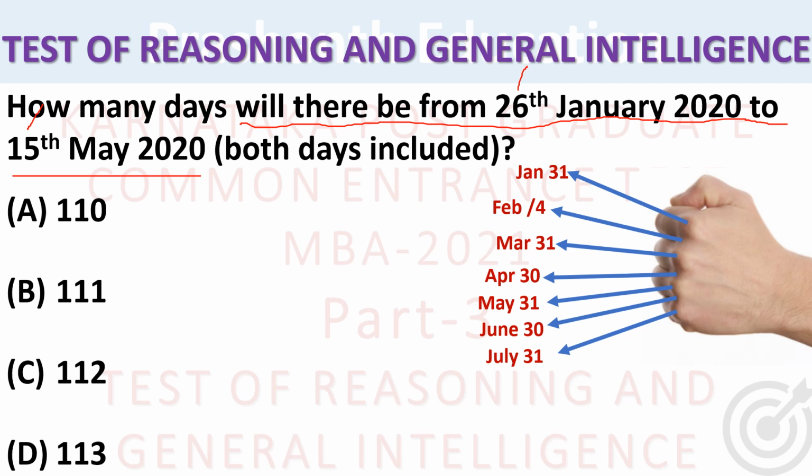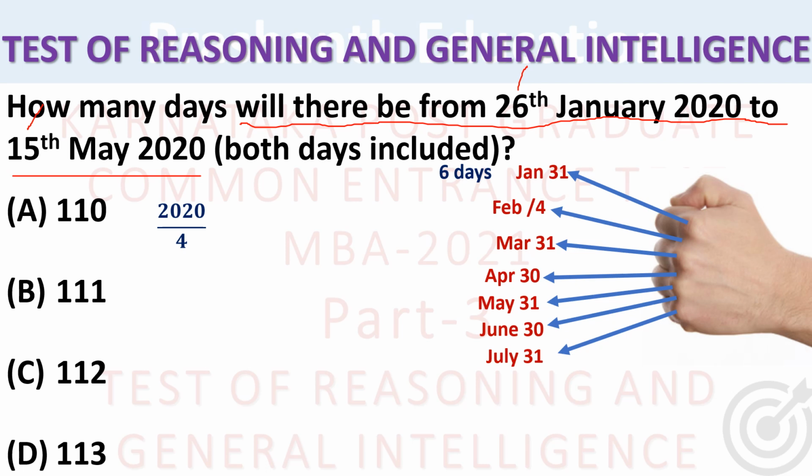Now, let's look at January. It has 6 days. Why? Because if you take 26th, so 26, 27, 28, 29, 30, 31st. So it will come to 6 days. They are telling to include 26th January as well, so we have included it. Now for the February month, as I have told, you need to divide that year by 4. If it is perfectly divisible by 4, then it's a leap year and it will have 29 days. Otherwise it's not a leap year, so it will have 28 days.